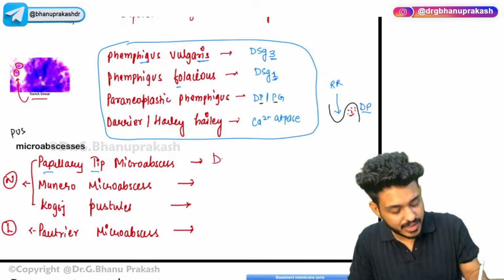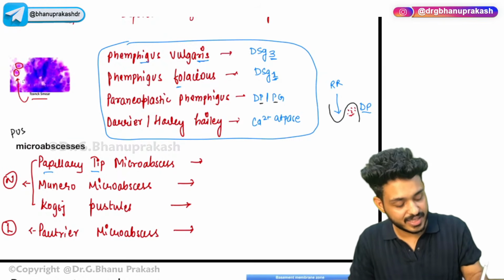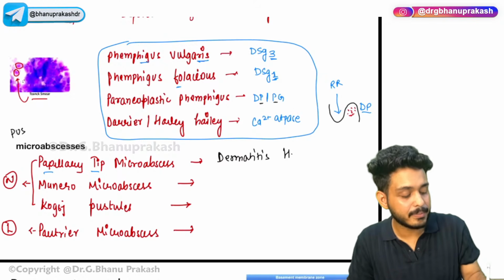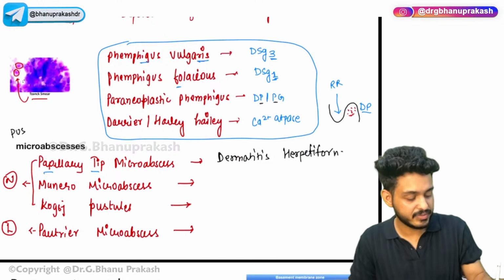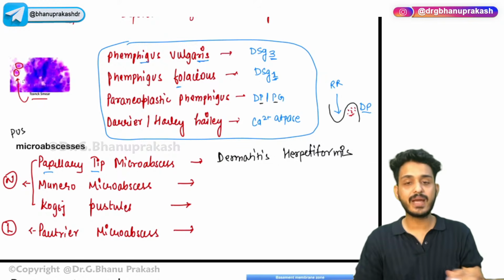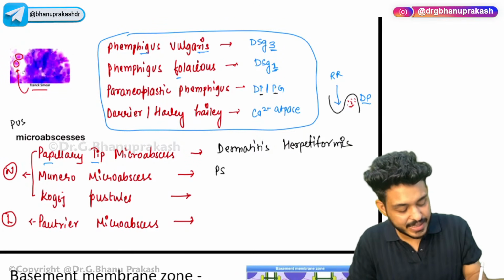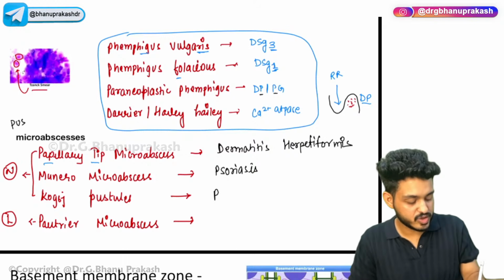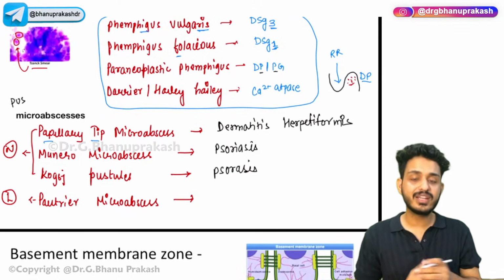And this is particularly seen in which disease? Very good, that is seen in dermatitis herpetiformis. Wonderful group of students you are. Dermatitis herpetiformis, okay. Second one, Munro's microabscess. I would be showing you the image of everything, okay. So that would be seen in psoriasis, guys. Next one is your Kogoj's pustule. That is also we are going to see in psoriasis. I would be showing you the image, okay. Lastly, we are having Pautrier's microabscess.